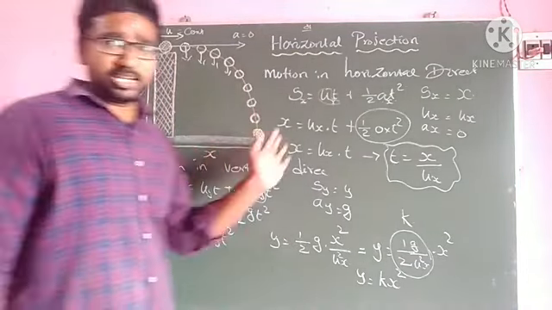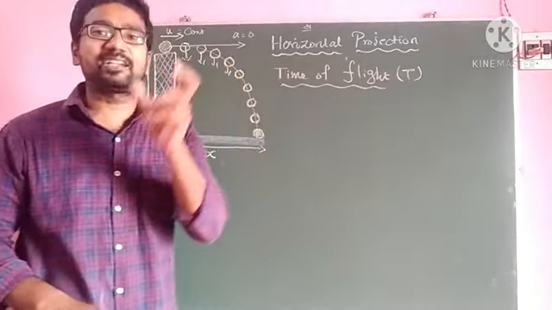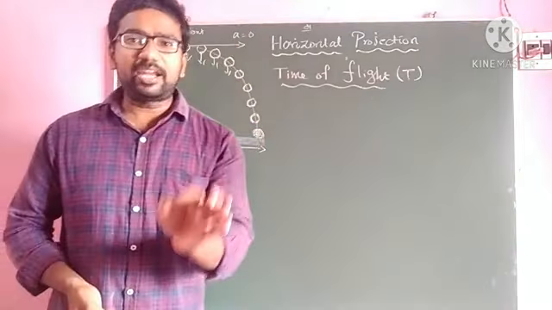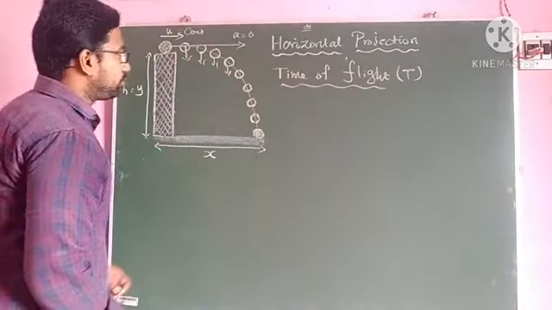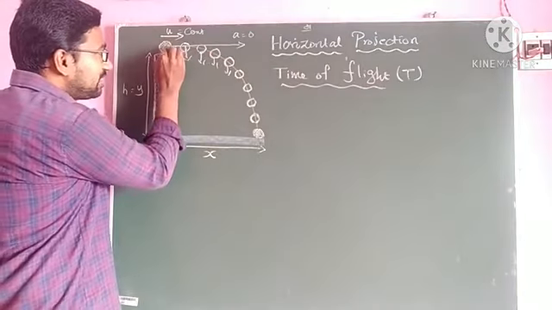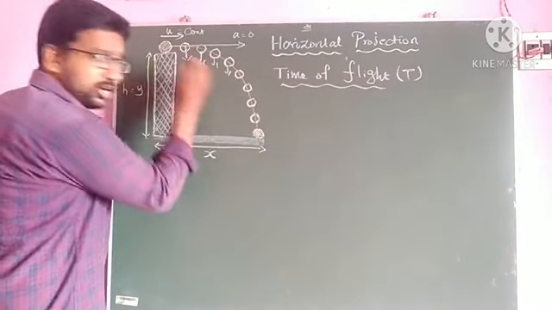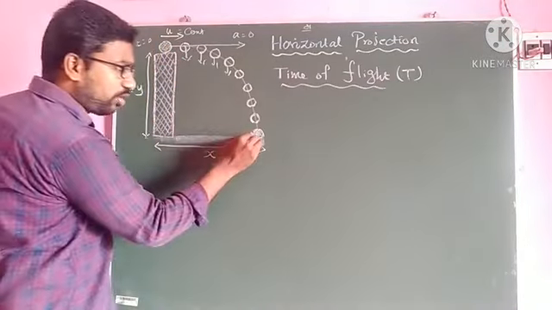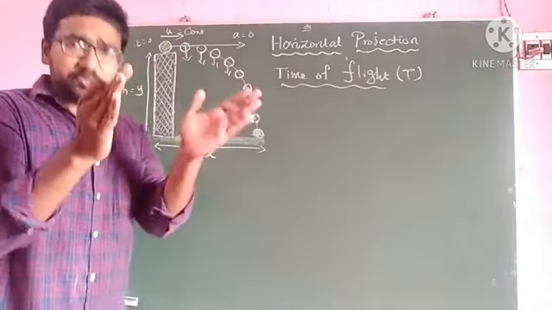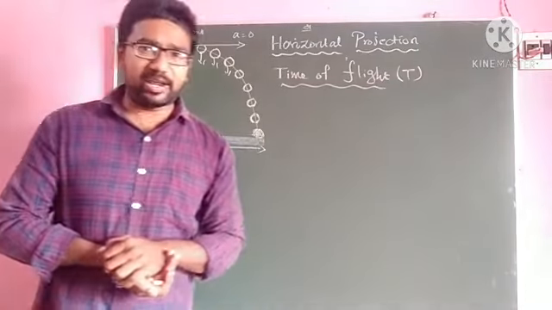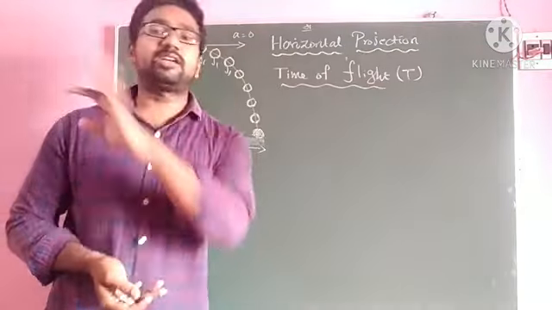Now I am going to find how much time the projectile is in the air. That is called the time of flight. The time of flight is defined as the time taken by the projectile to hit the ground. Once I give the initial velocity, my work is over. Afterwards, at what time will the projectile reach the ground? It starts at t equal to 0. At what time will it reach the ground? This difference between the times is called the time of flight.